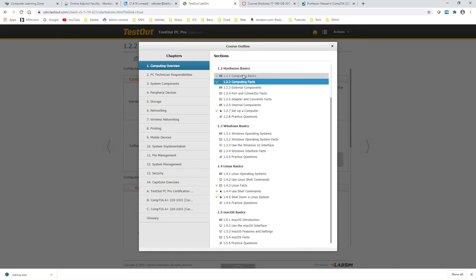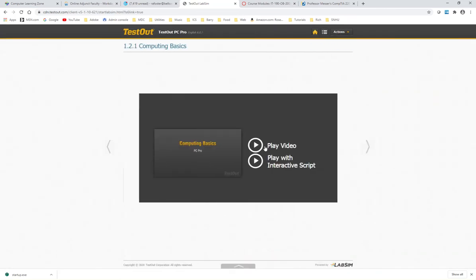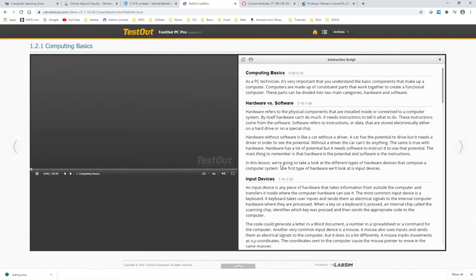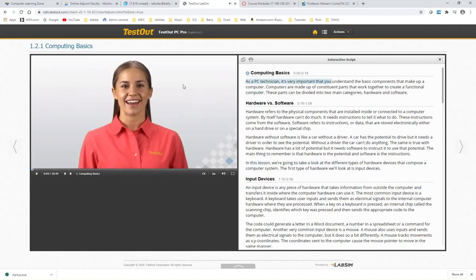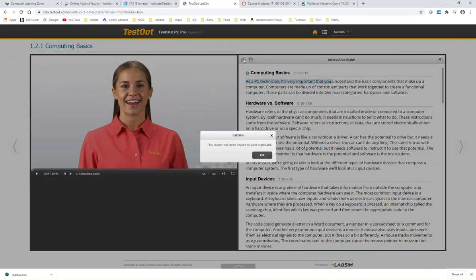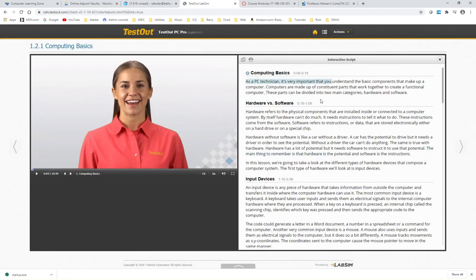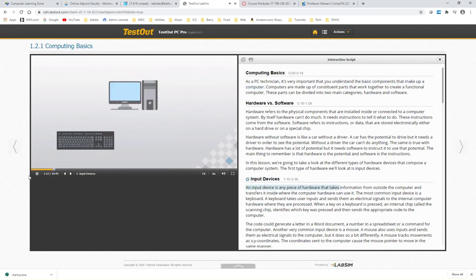In addition, if you're taking a video, this is a video here, Computing Basics. If you play it with the interactive script, then you can copy this and paste the script directly into Word. If you don't, then you'll see, now I'm not sure if you're going to be able to hear, that it just goes straight through. And if you want to get somewhere else, you can click there and take it. And any piece of hardware. So that takes care of our Test Out.